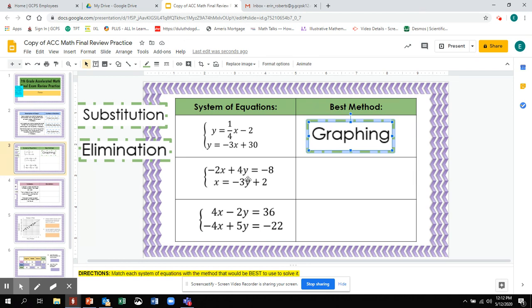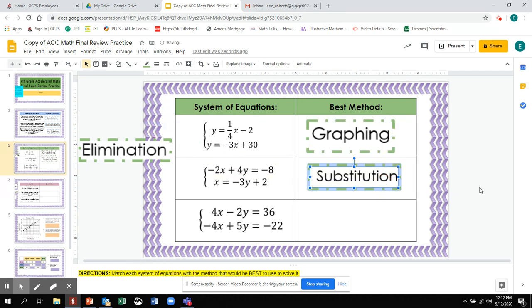Next, I have negative 2x plus 4y equals negative 8, and x equals negative 3y plus 2. If I look, I notice that neither of them have y by itself, but my second equation has x by itself. Because x is by itself, I could take what x equals, which is negative 3y plus 2, and plug it in for x in my first equation. That means that substitution would be the best method.